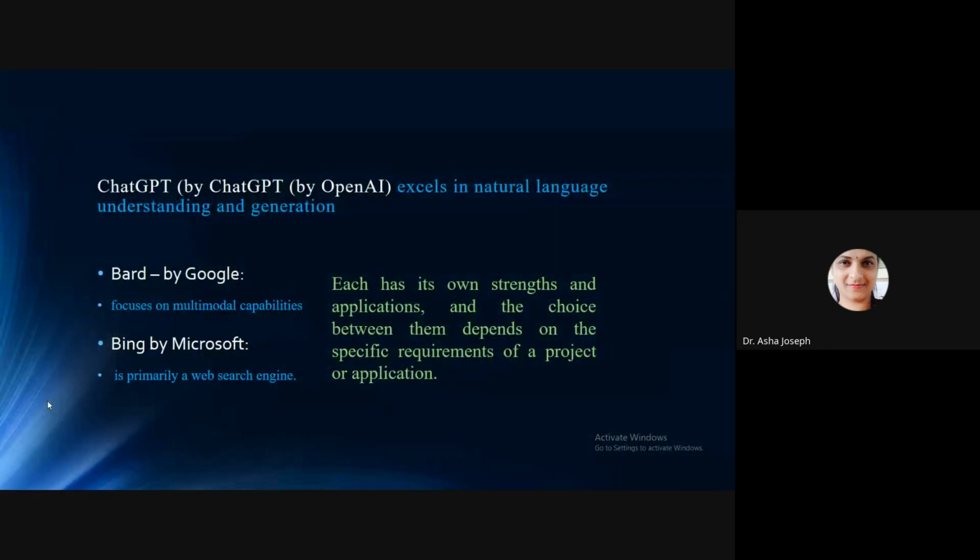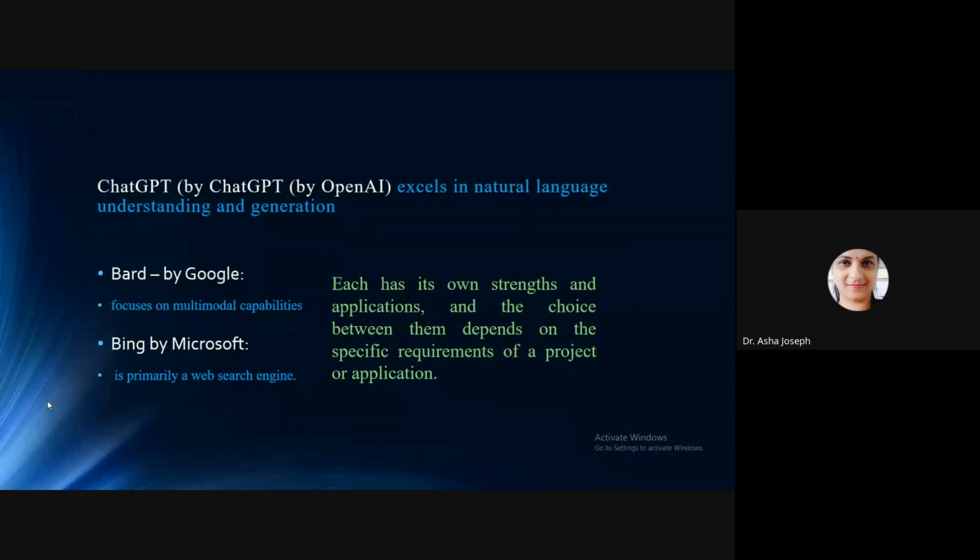And this is ChatGPT by OpenAI, and it excels in natural language understanding and generation. ChatGPT is built upon the GPT architecture, specifically GPT-3, and it uses a deep neural network with attention mechanism to generate human-like text responses.